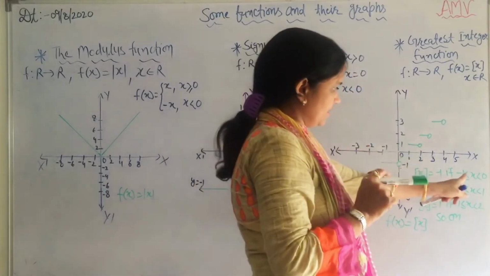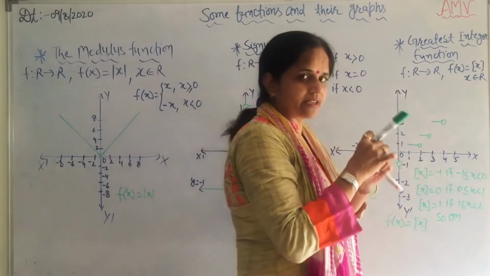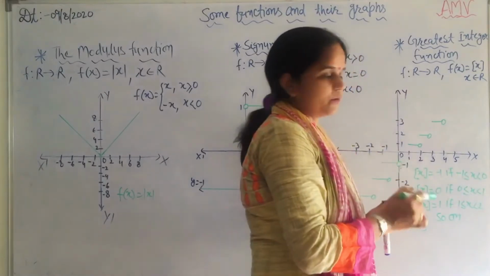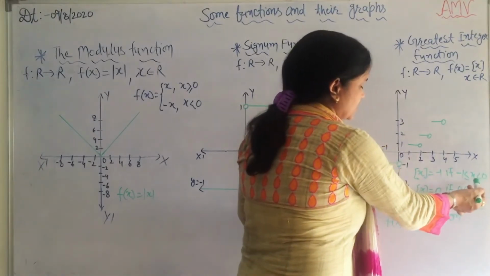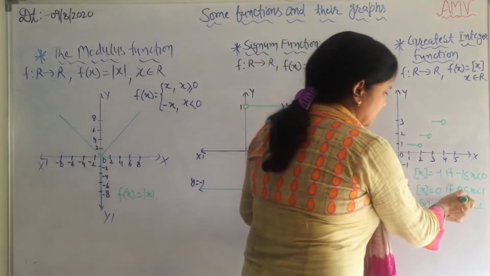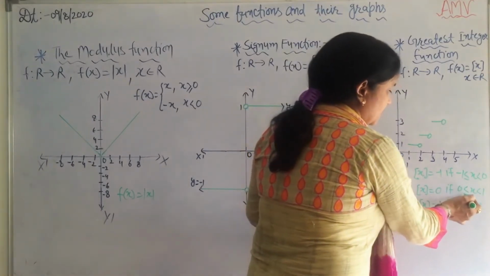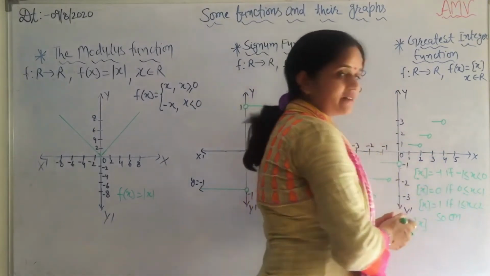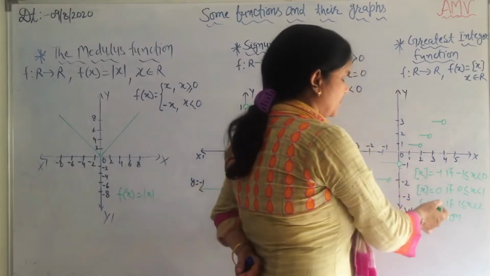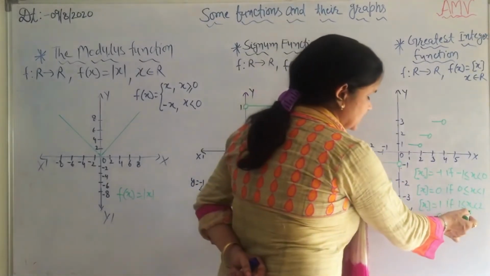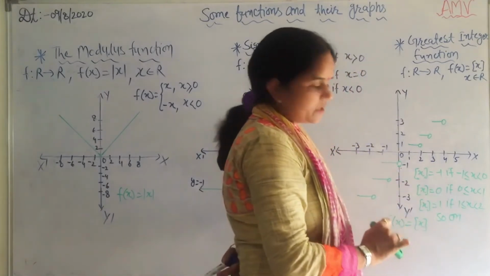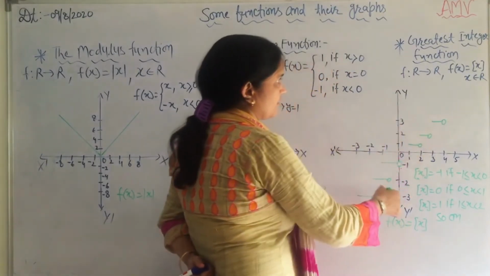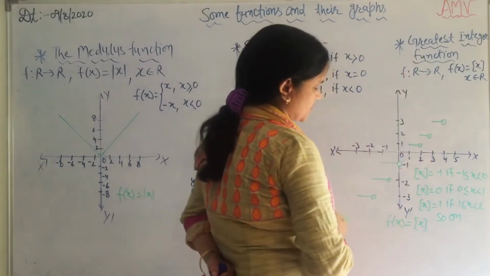Here x is not a point value, it is an interval. X is in the interval minus 1 to 0, and the image of all these points is minus 1 only. Same here, x is from greater than or equal to 0 and less than 1. So many points are in this interval, and the image of all these points is 0. And when x is greater than or equal to 1 and less than 2, then the image is 1, and so on. And this is the graph of the greatest integer function.